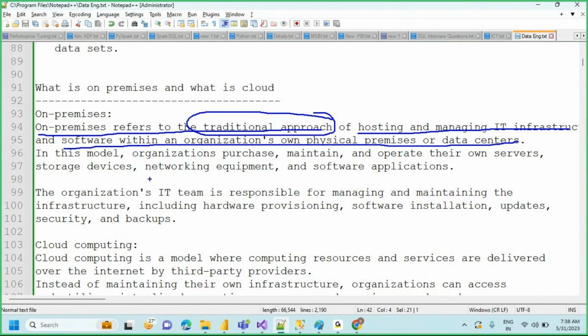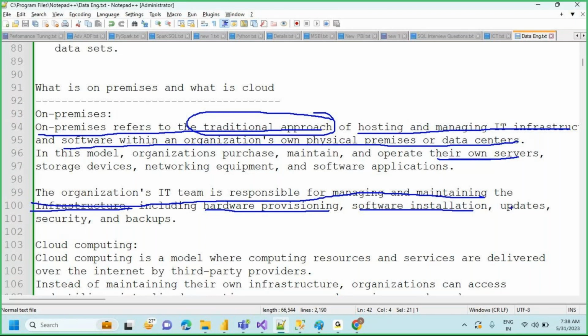Maintenance, purchase, operation of the servers. I mean to say, you have to maintain the data centers, the network, everything. Physical security is required, and even cyber security is also required. So everything you have to take care of. The organization's IT team is responsible for managing and maintaining the infrastructure, including hardware provisioning, software installation, security updates and backups. They take care of everything.